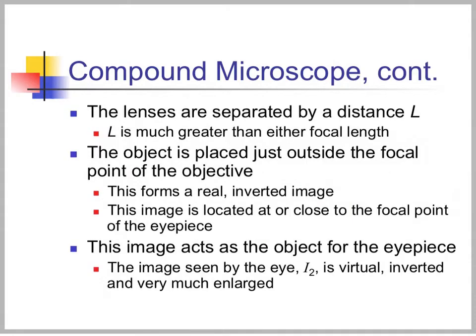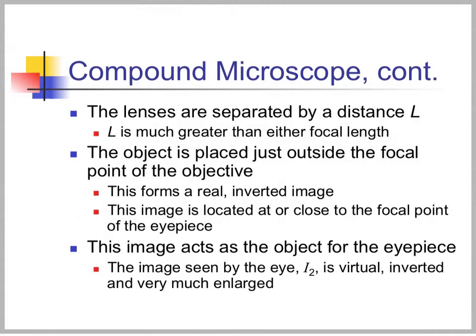The lenses are separated by a distance L. L must be bigger than either focal length. And the object is going to be placed just outside the focal point of the objective. That's going to form a real inverted image. This image is located at or close to the focal point of the eyepiece. This image acts as the object for the eyepiece, and the image seen by the eye is virtual, inverted, and very much enlarged.